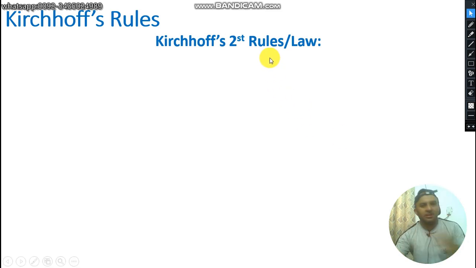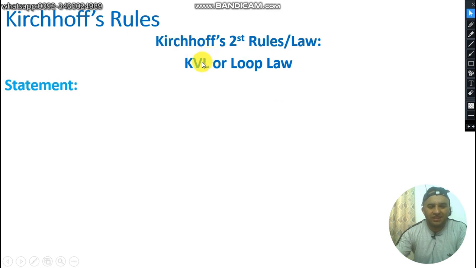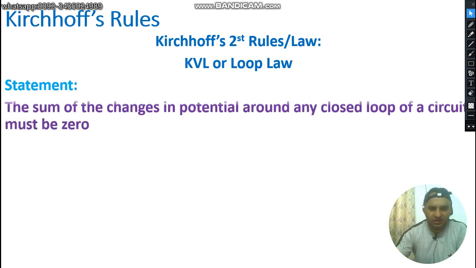In this lecture, I explain the second rule, which is also known as KVL. KVL means the Kirchhoff voltage law. Loop means that we apply voltage around a complete loop. What is meant by a loop, I will explain in a later section. So the statement: the sum of changes in potential in a closed loop must be equal to 0.